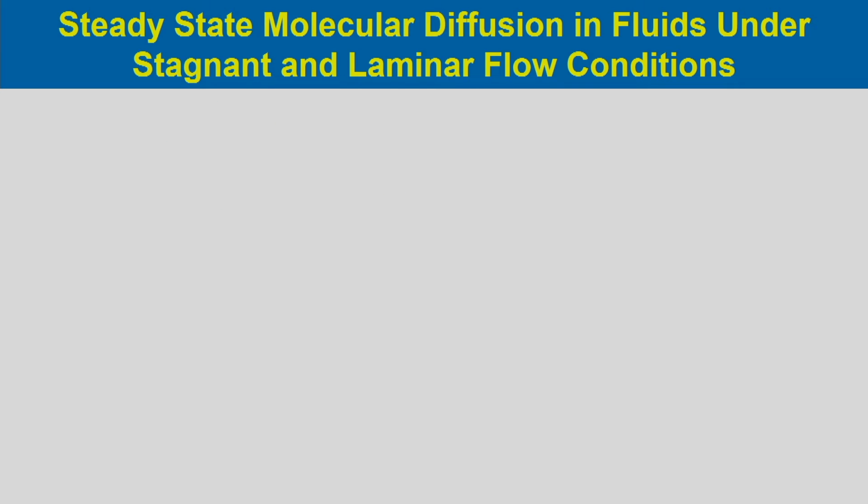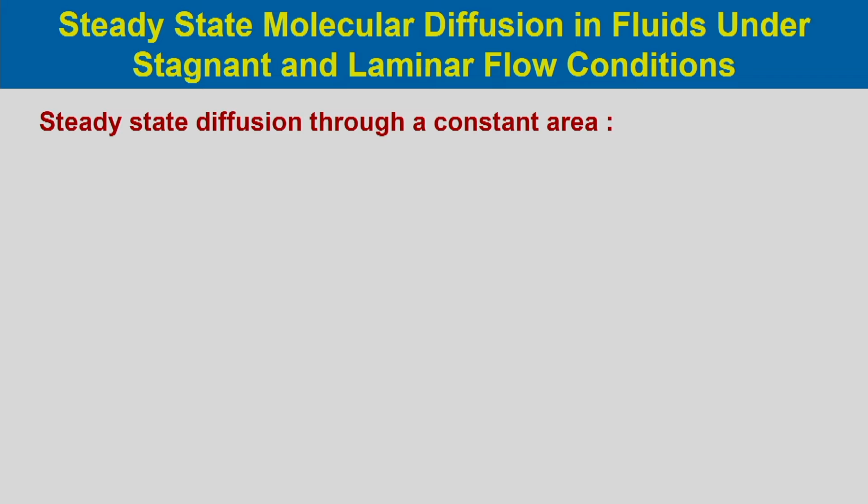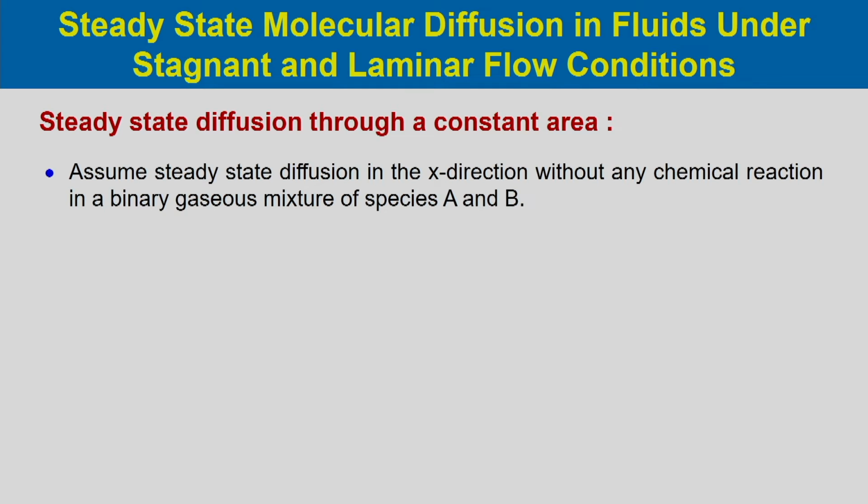Now, steady state molecular diffusion in fluids under stagnant and laminar flow conditions. If we consider steady state diffusion through a constant area, then we assume steady state diffusion in the x direction without any chemical reactions in a binary gaseous mixture of species A and B.